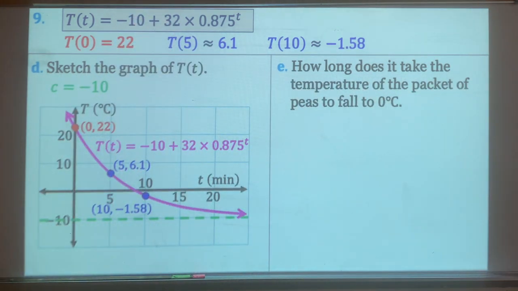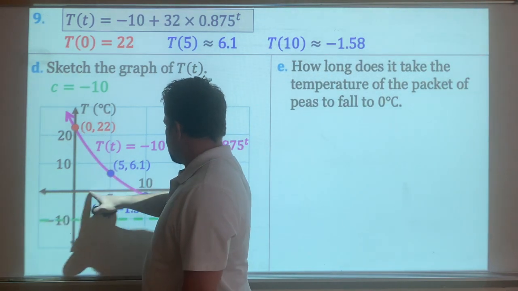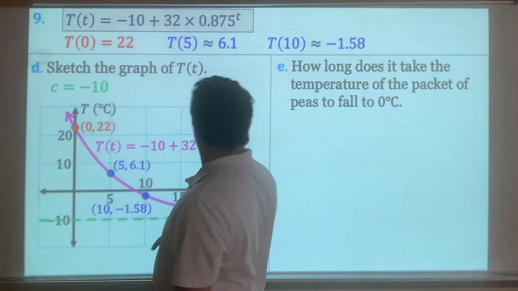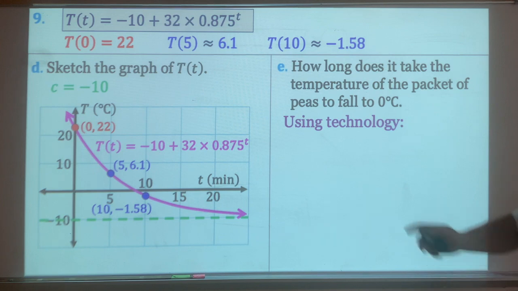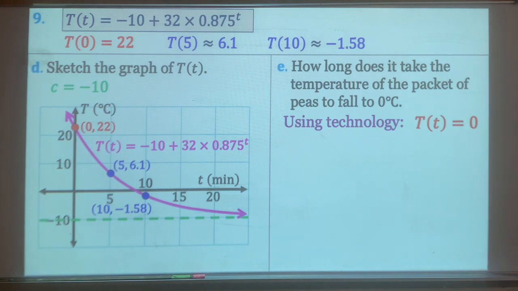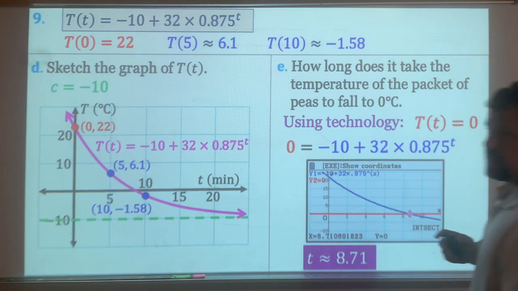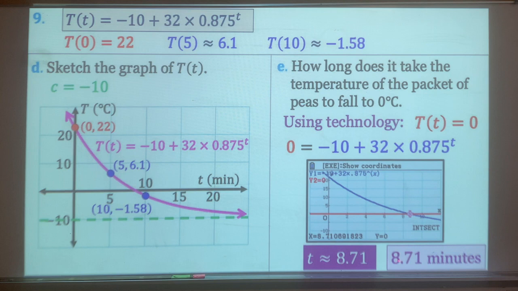How long does it take the temperature of the packet to fall to 0 degrees? All right, so 0 degrees Celsius, we can kind of cheat here. Is that 5, 6, 7, 8, about 9? But we're going to use technology. So type this into your equation. This is going to be your y1, negative 10 plus 32 times 0.875 to the t. And then you graph y2 equals 0. When you do the intersection, you get about 8.71, which is about 8.71 minutes. Okay. Two more slides.